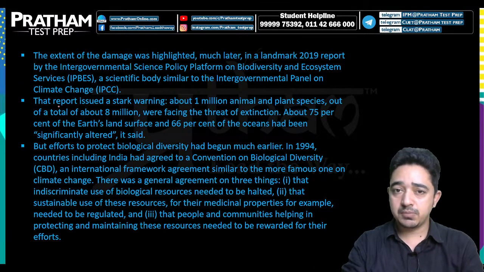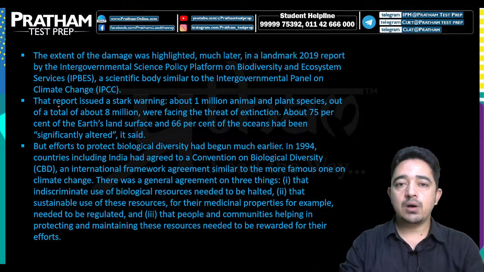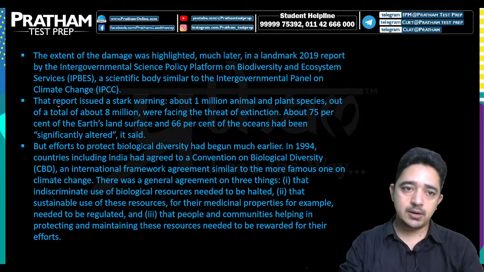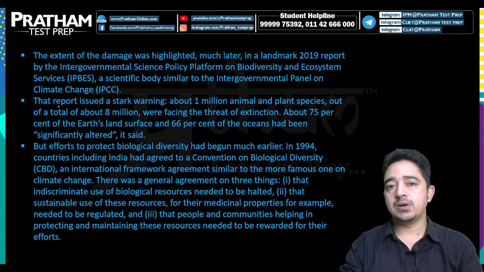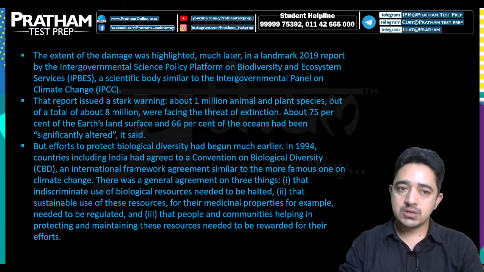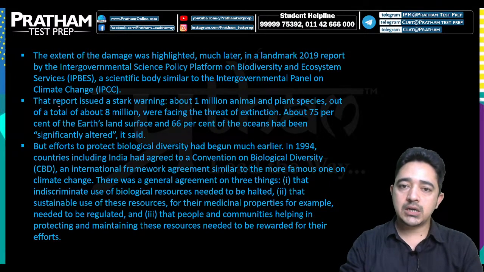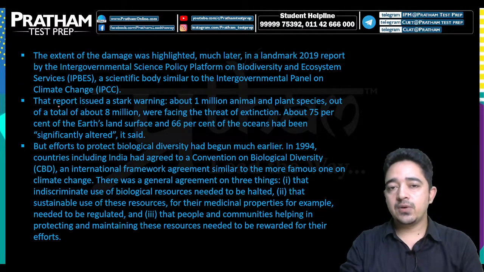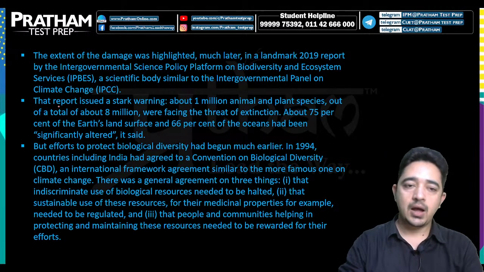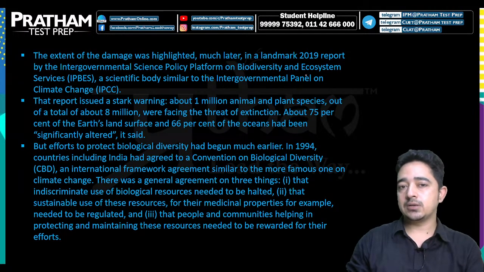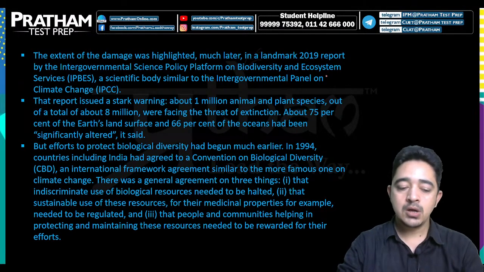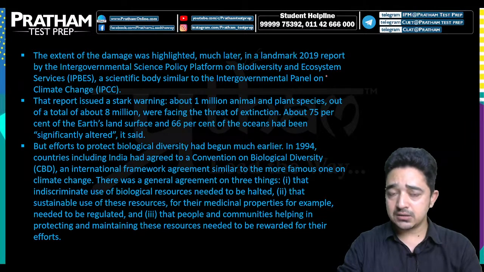The Forest Conservation Bill has also been passed, right. Much later, a landmark 2019 report by the Intergovernmental Science-Policy Platform on Biodiversity and Ecosystem Services, IPBES, a scientific body similar to the Intergovernmental Panel on Climate Change, IPCC. This is not the IPCC of law; the full form is Intergovernmental Panel on Climate Change. The report issued was a stark warning about 1 million animal and plant species out of a total of 8 million facing a threat of extinction.